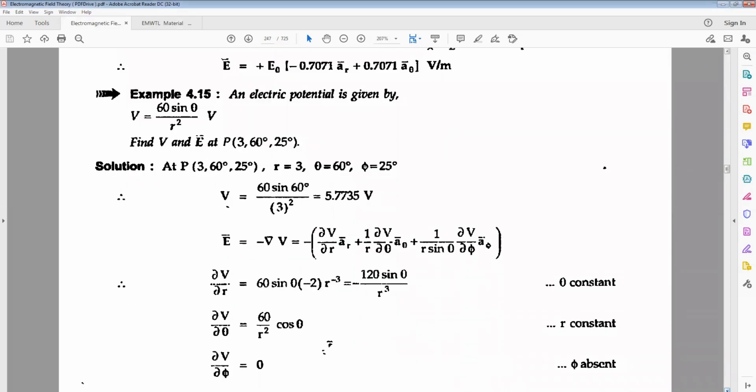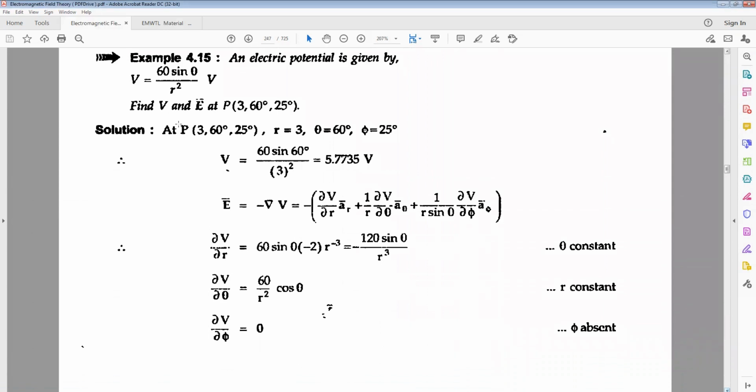Next example, an electric potential is given, V is equal to, and they are asking to find V and E bar at the point, given directly as R, theta and phi. R is equal to 3, theta is equal to 60 degrees, and phi is equal to 25 degrees. V is given.